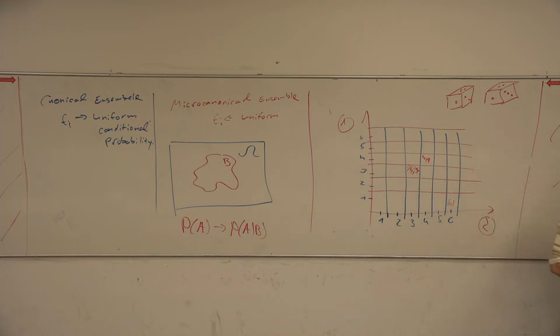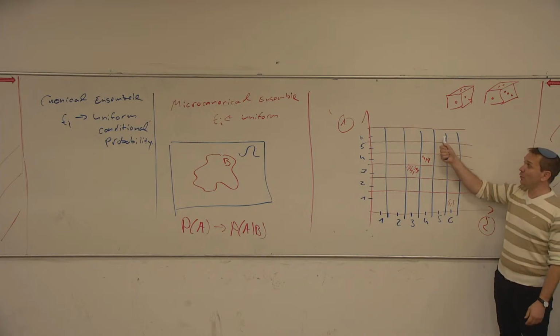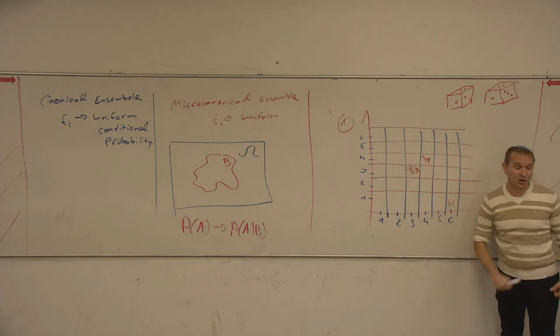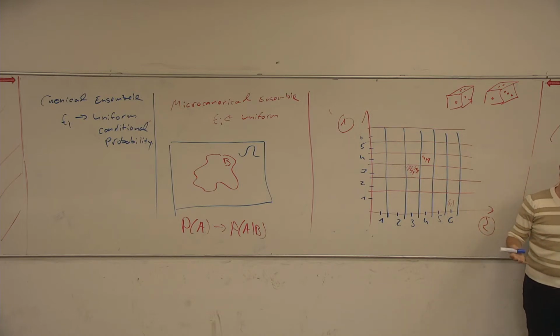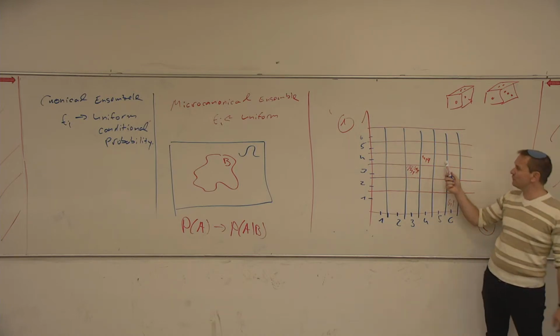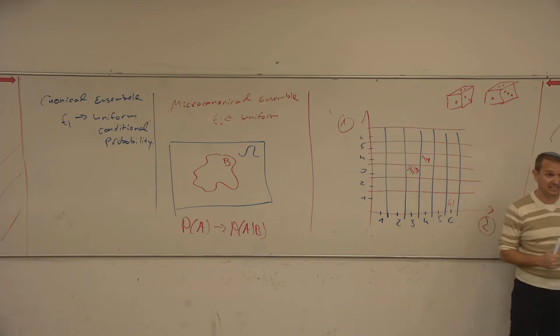Uniform distribution. What is a uniform distribution? Uniform distribution tells me that the probability of each of those squares, of any outcome, is exactly the same, independent of the specific value that this square represents.